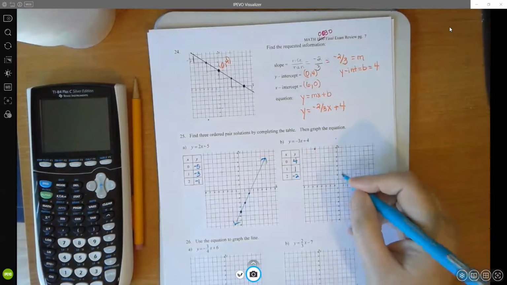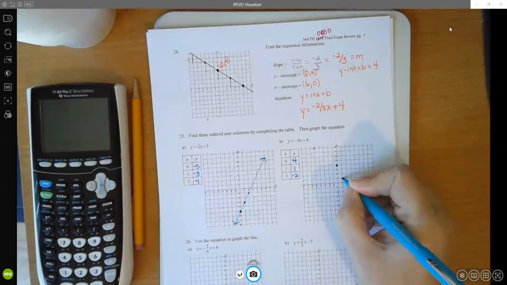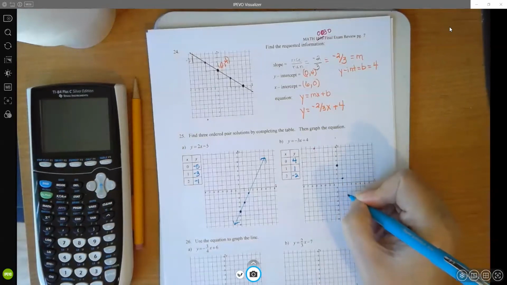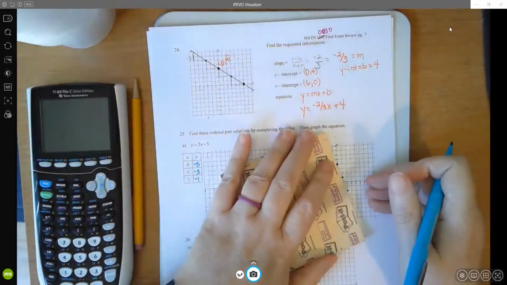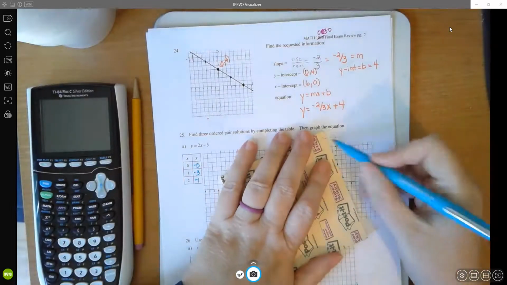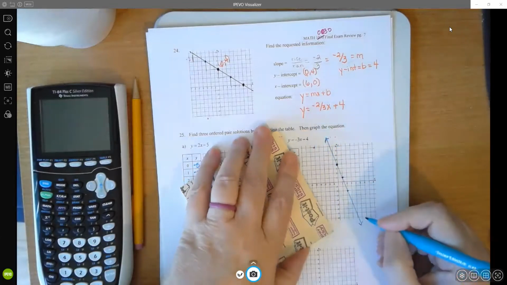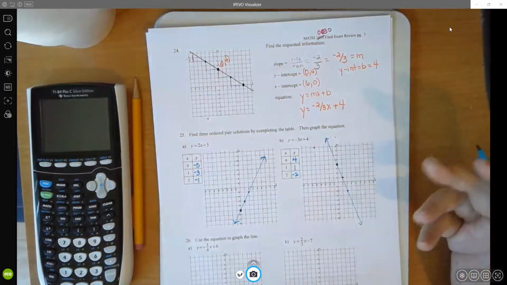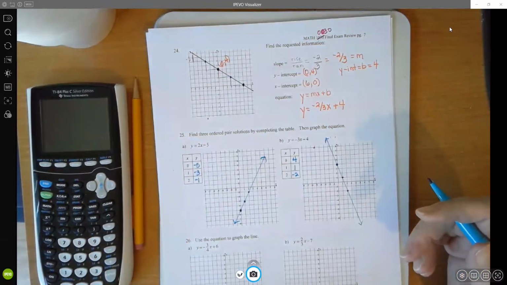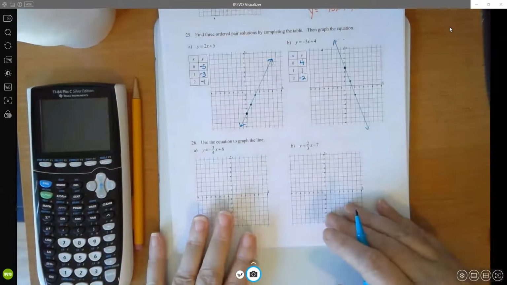So now let's graph my points. 0, 4, 1, 1, 2, negative 2. And again, being careful to graph the points correctly, and then taking a straight edge. For a straight edge, you notice I just found something with a straight edge. Some people use their calculator covers, some people use credit cards, whatever. I like to use a straight edge as opposed to freehanding it because my freehand looks horrible. So that graphs the second one.